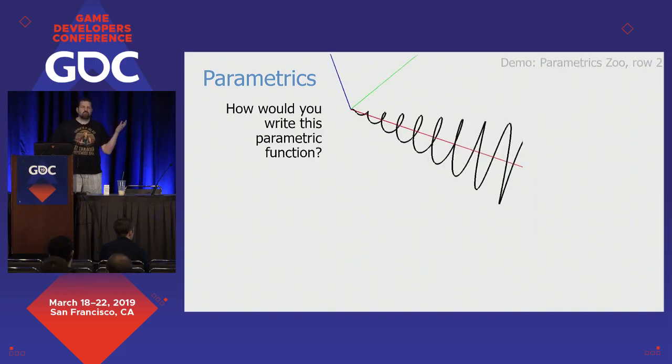So first quiz question is, how would you write this parametric function? This is a spirally cone thingy shooting off along the x-axis, and it's kind of spiraling around the x-axis as it gets bigger.